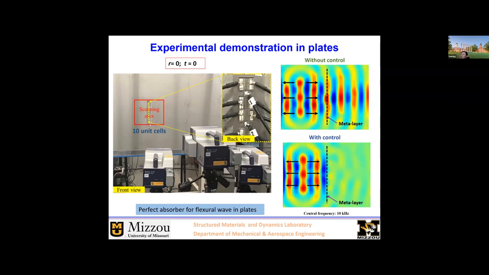Basically, this meta layer is composed of an array of the unit cells along this direction. We put the hanging cells. Then you send the incident wave passing through this meta layer or metasurface. For example, this shows a perfect absorption. Without the control, the wave can pass through this meta layer without any interference. Then with control, you can see the wave in this plate has no transmitted wave and no refracted wave, okay? This is demonstrated in the plate structure too.